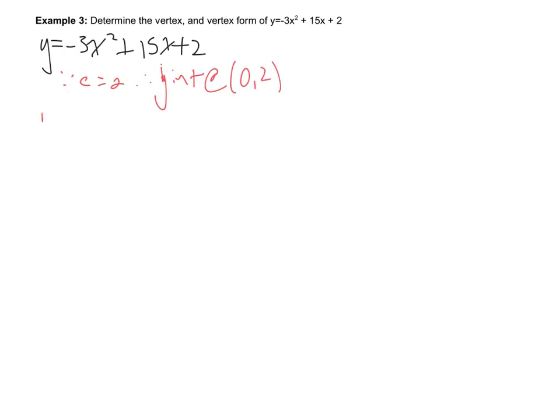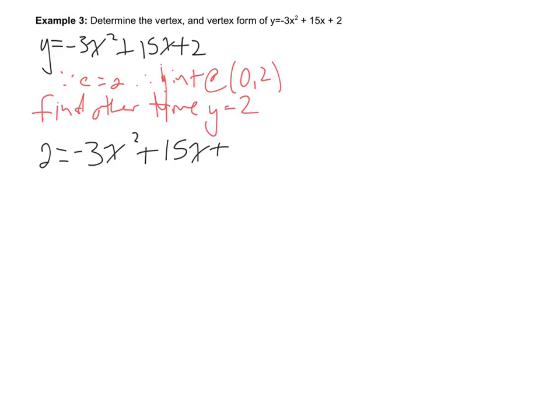So let's find the other time that y equals 2. How are we going to do that? Well, first we're going to set our y value to 2. So we're going to set this y value right here to 2. So we'll say 2 equals negative 3x squared plus 15x plus 2. The next thing we'll do is move 2 over, so we collect our like terms.